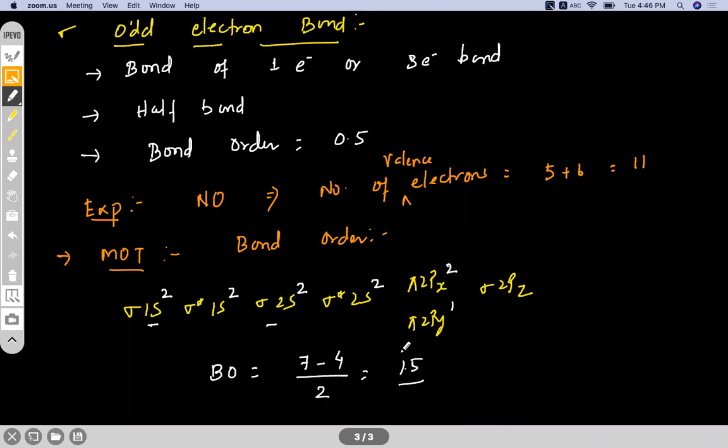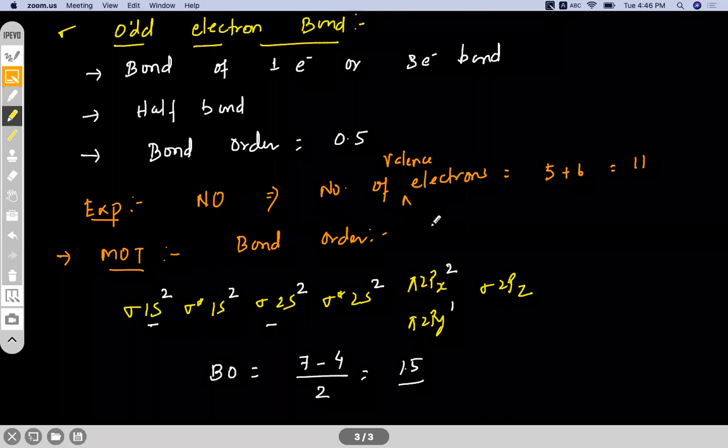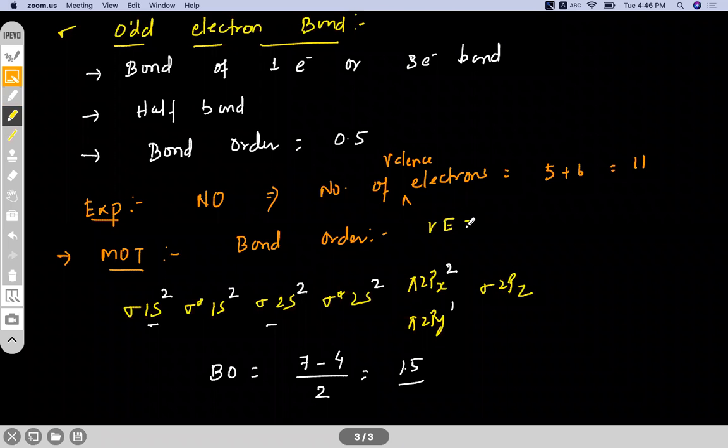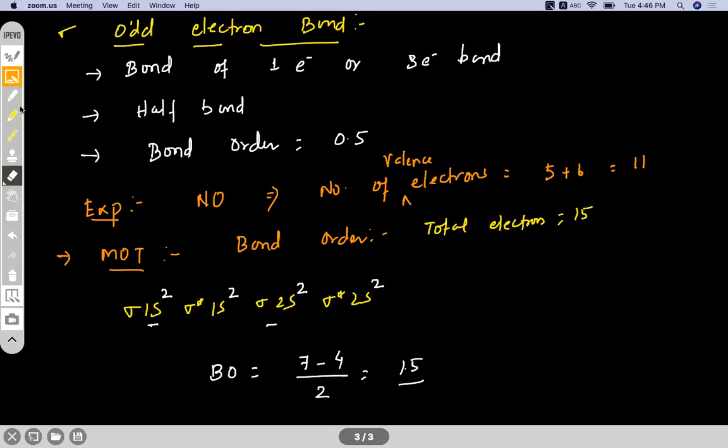Is it 1.5? See what we have done here. For bond order, we need the total number of electrons, not the valence electrons. The total electrons is equal to 15. And that's why the order of the antibonding and bonding molecular orbitals is this.